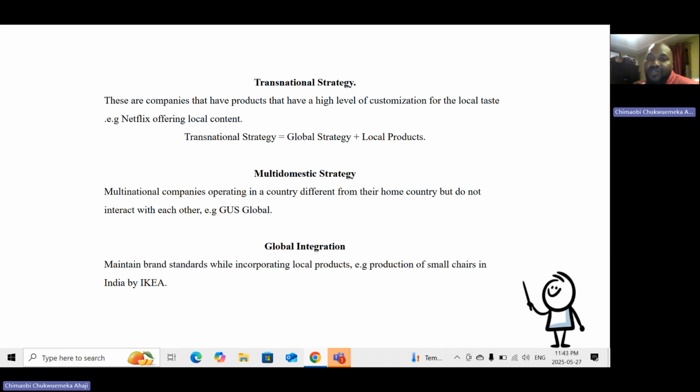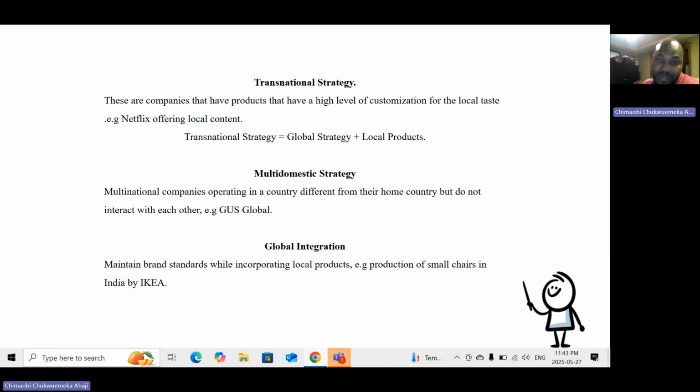I also learned what transnational strategy is. This is when a company takes in local content of whichever country they go to operate in. For example, Netflix, as we taught in class, by offering local content. So one could say transnational is global strategy plus local products.